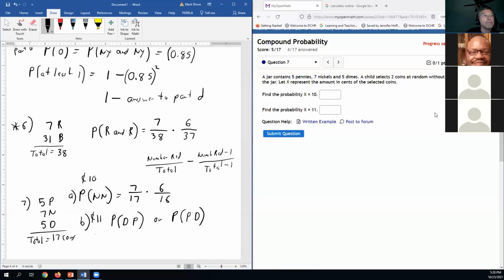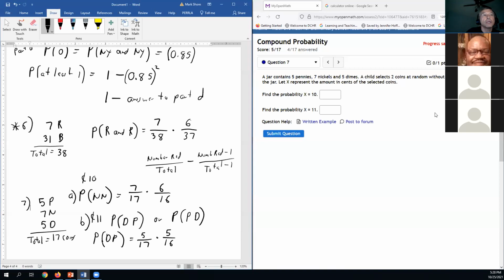So let's do this one, the probability of dime and penny. So the probability that the first one is a dime, we have 5 dimes, and that's out of the 17 coins, times how many are pennies? Well, we have 5 pennies still out of the 16 coins. Now, if you did this one, probability of penny and dime, you would find out it's the same thing.